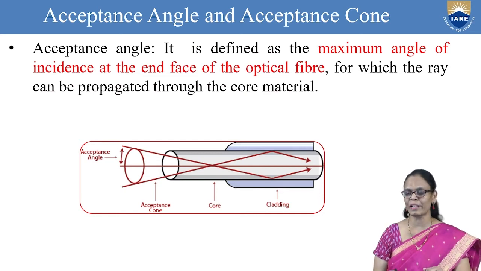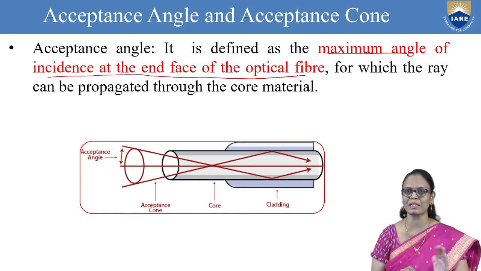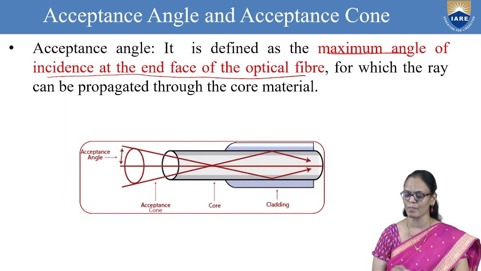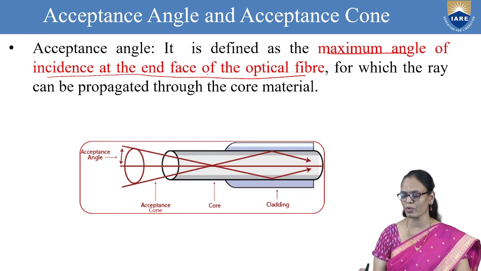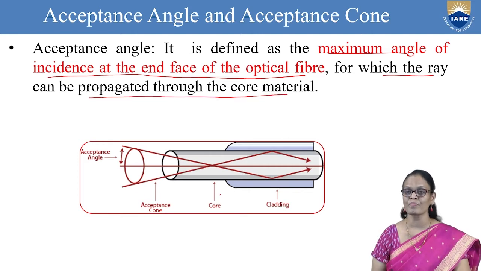It can also be defined as the maximum angle of incidence at the end of the optical fiber. Both mean the same, we are writing it in other words. So the maximum angle at which it has to be incident for which the ray can propagate through the core material. It is the maximum angle. If the angle of incidence is greater than that, the light may not propagate through the fiber. There may be loss of light.